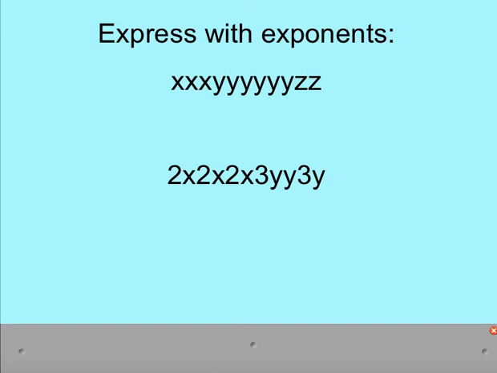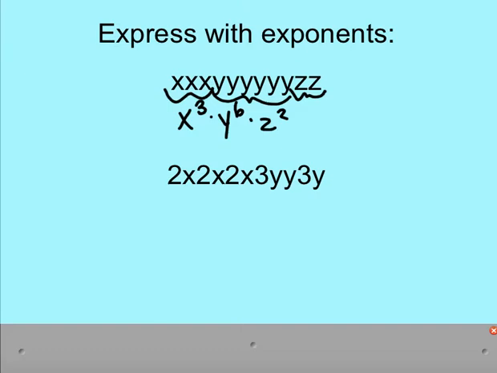Express these expressions with exponents. Well, we can see that the first one is grouped very nicely. Those 3 x's multiplied together, that's just the same as x to the third. Those 6 y's can be shown as y to the 6th, and those 2 z's are z squared. Everything in here is being multiplied, so in our end result, x to the third, y to the 6th, and z squared is multiplied as well.